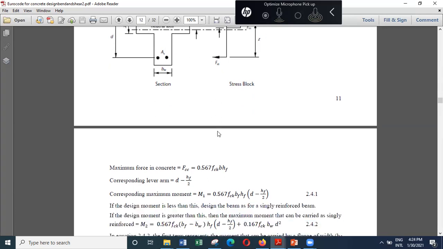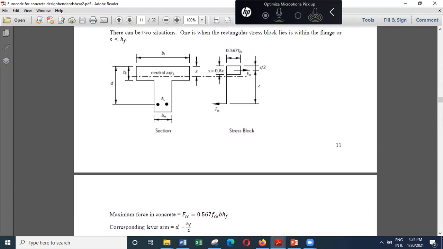So if this 0.8 times x is greater than this, that means the neutral axis is somewhere here. How do you find the moment carrying capacity of a flange beam? This can still be singly reinforced, but how do you find the maximum moment carrying capacity of a flange beam?